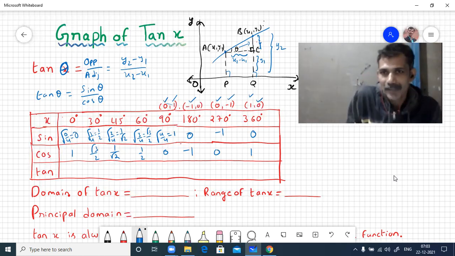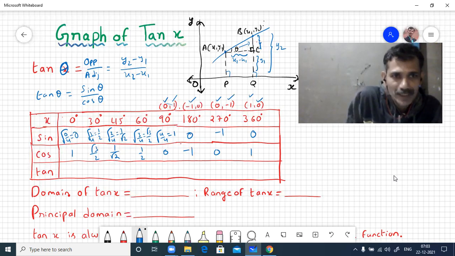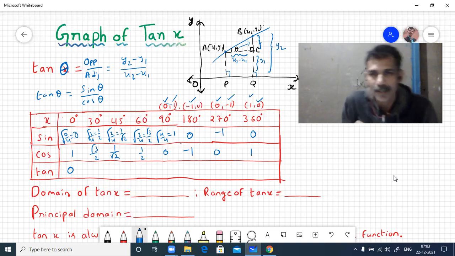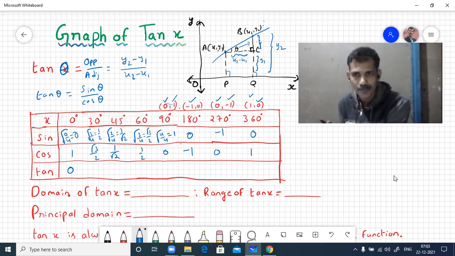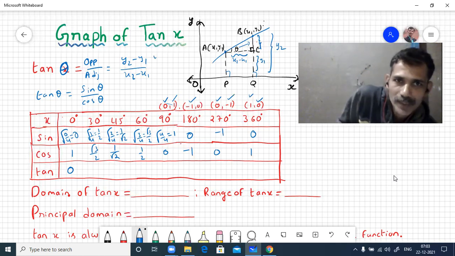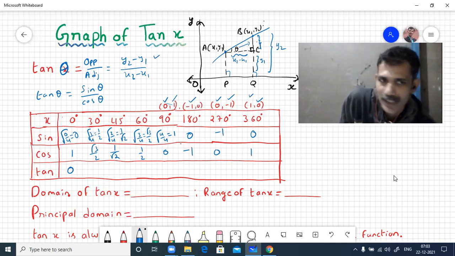Okay. Now tan values. Tan, we know, is sine theta by cos theta. 0 by anything is 0. Tan 0 is 0. And also see, tan describes slope, no? Horizontal line slope means the y coordinates will be the same, 0. 0 by anything is 0. Tan 0 is 0.